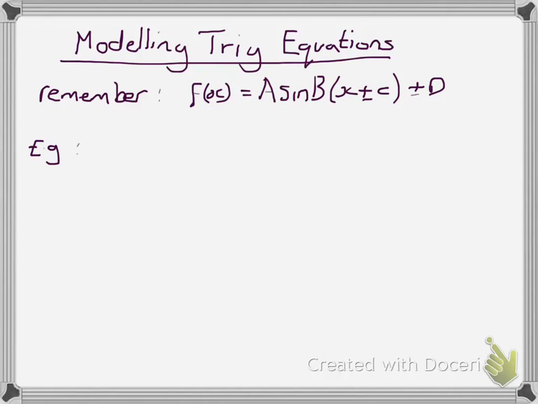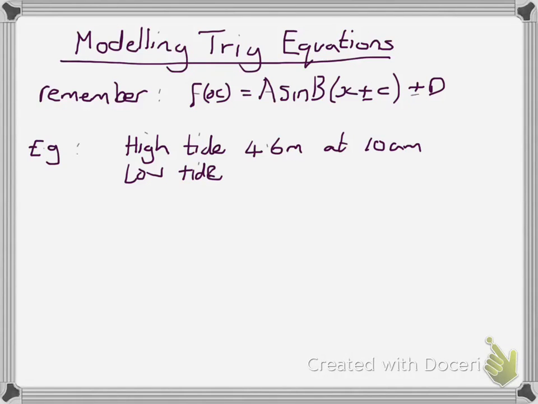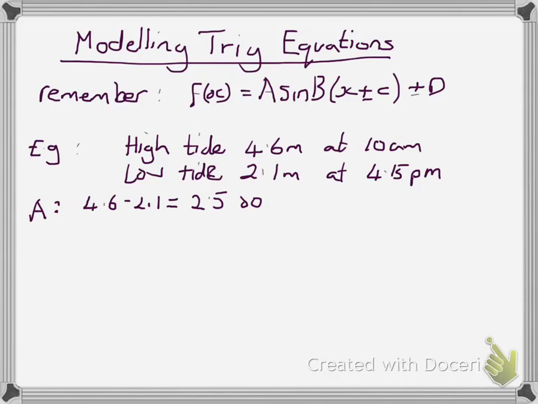Okay, so with the example we've just been given, what do we know? Well, we know that high tide is 4.6 metres at 10 a.m. and that low tide is 2.1 metres at 4:15 p.m. Okay, so let's go through our different variables. So A, first of all, that's our amplitude. So I need to know what's the height that it varies from. So I'm going from 4.6 metres to 2.1 metres. That's 2.5 metres, which means that my amplitude is half of that. So my amplitude I now know is 1.25 metres. Done. Okay, let's move on.